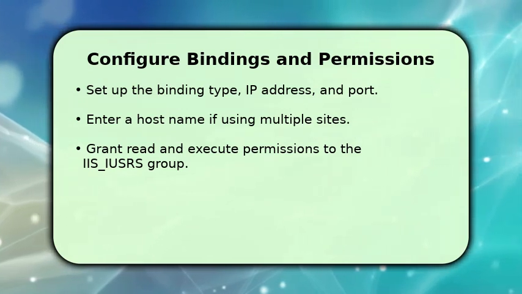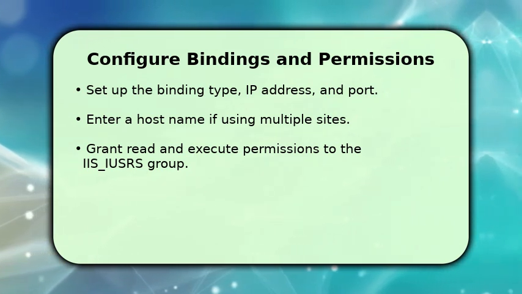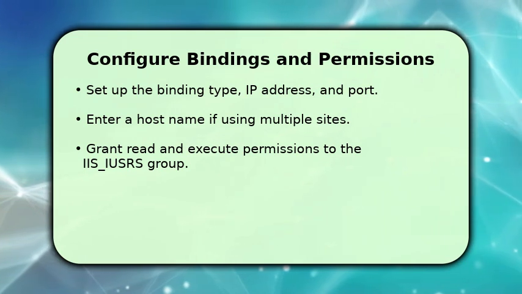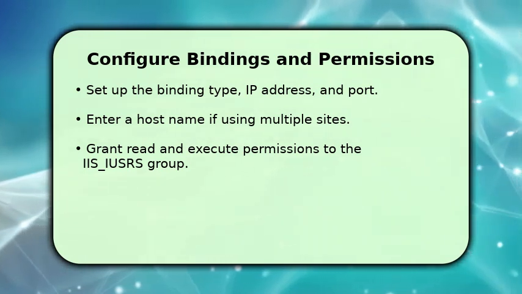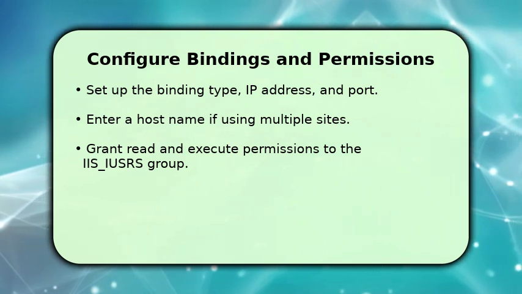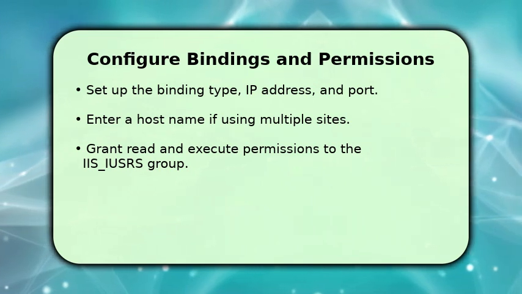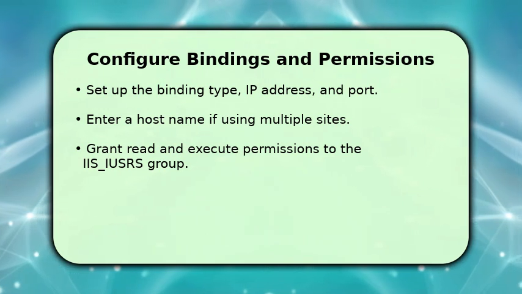In the Add Website dialog, specify the binding type, usually HTTP, along with the IP address and port number, commonly port 80. If you are hosting multiple sites, enter a unique host name. Crucially, navigate to your website's physical folder and grant the IIS users group read and execute permissions. Also, verify your server's firewall permits incoming traffic on the chosen port.